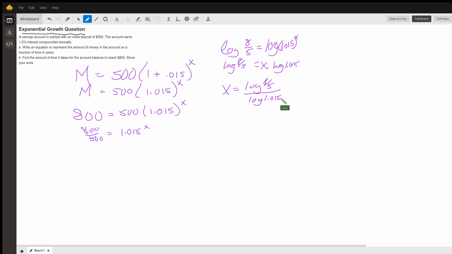Now, if I just write log, that means base 10, but in fact, it doesn't matter what base you use. You can do natural log, which is base e. It wouldn't change the answer. So the number of years is the log of 8 over 5 divided by the log of 1.015.